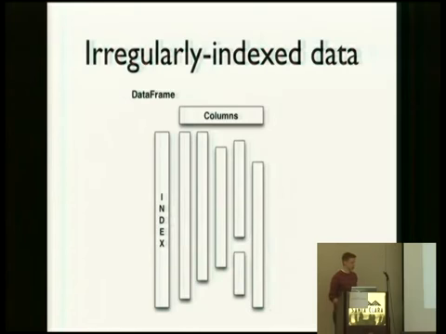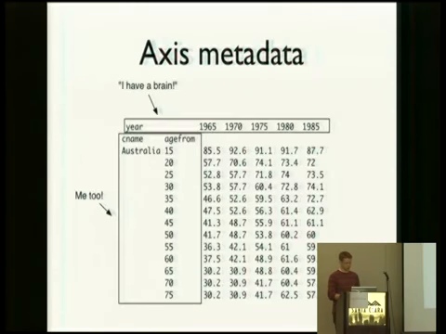To motivate where this idea comes from, it's very common to get data that looks like this, where you have a set of labeling information for your data, and you have columns of data, where you've got gaps, and you might have some columns where there's some things missing, and you just want to have a coherent way of saying just munge this together into a table, and that's what the data frame does for you.